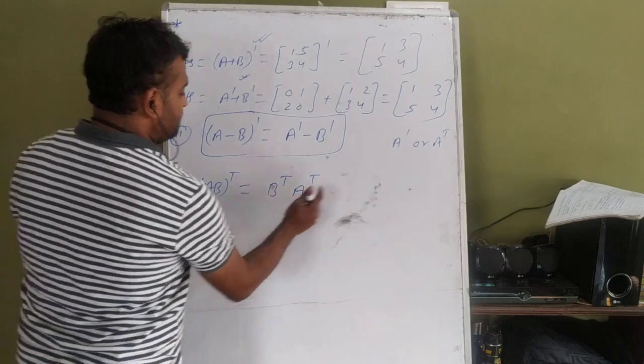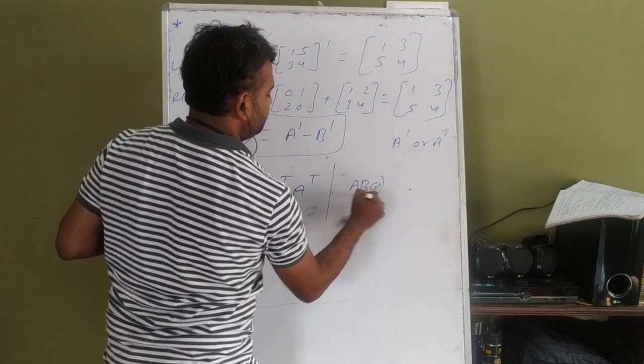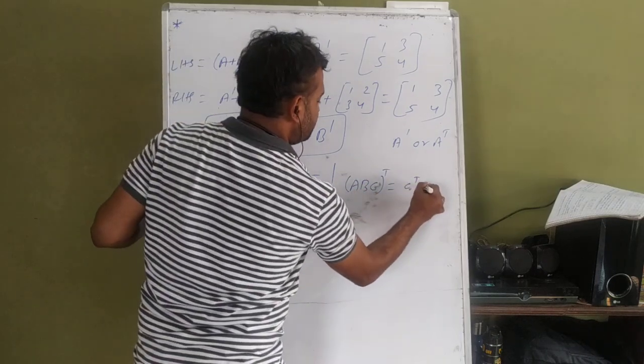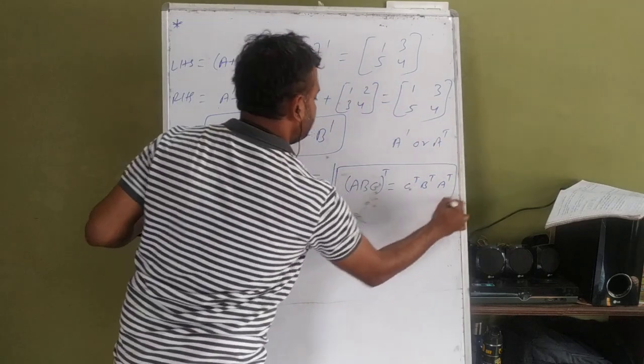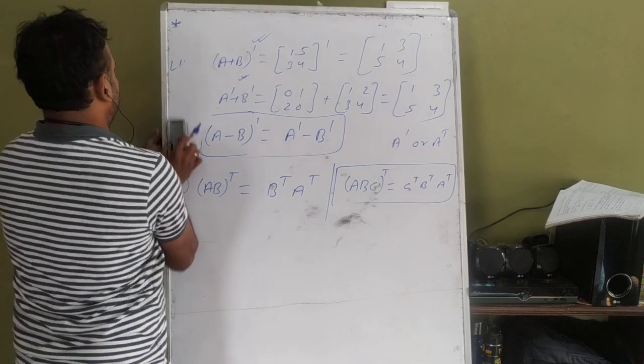This is for two matrices. What will happen if you take three matrices A, B, C? Then the order will be reversed: C transpose, B transpose and A transpose. This is a very, very important point here. Let us prove the first one.